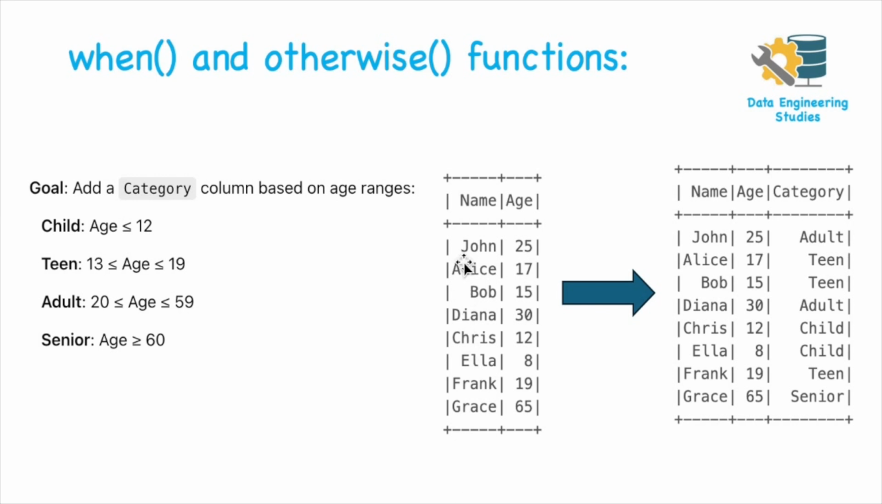We have a data frame which has name and their corresponding age. We are going to add a new column category based on the age range. That is, if the age is less than or equal to 12, we are going to return the category as child. If the age is between 13 and 19, we are going to return the category value as teen. If the age is between 20 and 59, we are going to return the category value as adult. If the age is greater than or equal to 60, we are going to return the category value as senior. I hope the use case is clear. Let's implement this using PySpark.